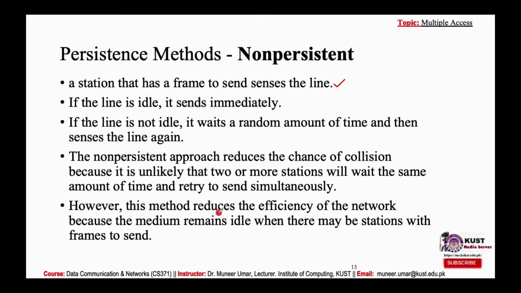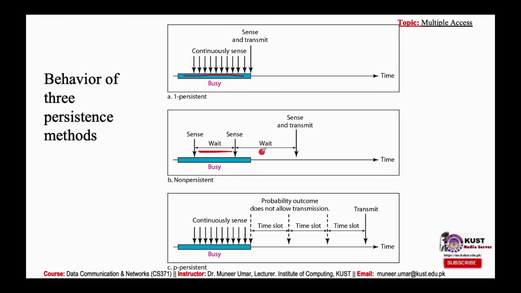However, this method reduces the efficiency of the network because the medium remains idle when there may be stations with frames to send. Now, if we put this wait time, then it is possible that the station may lose an idle time, or the channel may be kept idle for a longer time. So in non-persistent, the efficiency is quite low, but the chances of collision are also less.